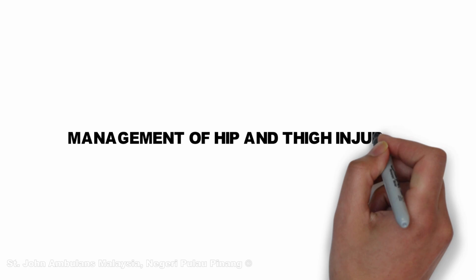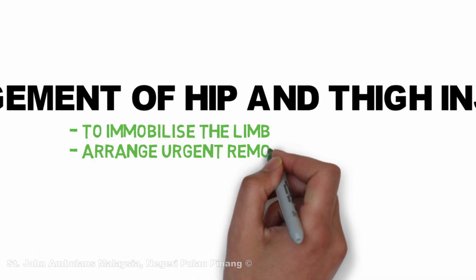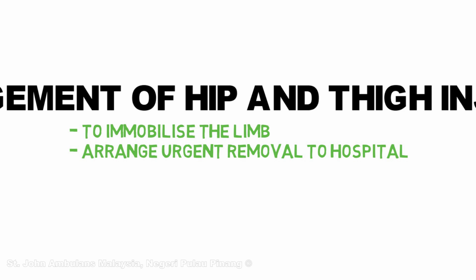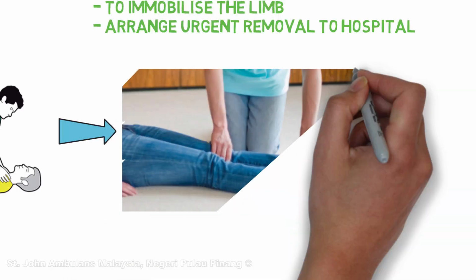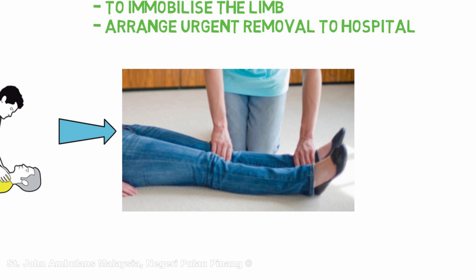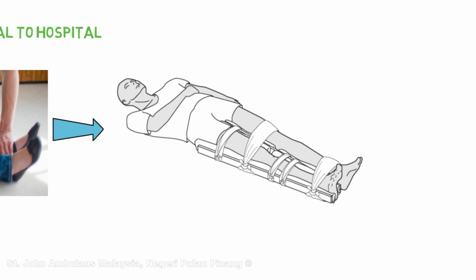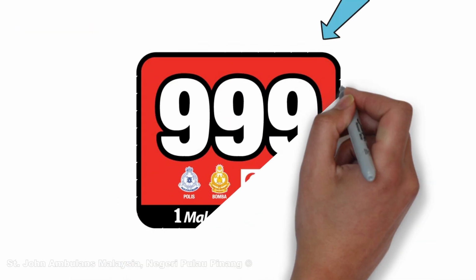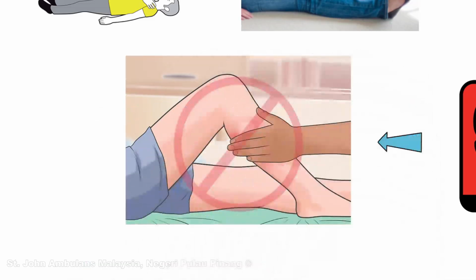Management of hip and thigh injuries. The aims are to immobilize the limb and arrange for urgent removal to the hospital. Help the casualty to lie down and make him as comfortable as possible. Support the injured leg at the knee and ankle. Immobilize the leg by securing it to the uninjured one. Call 999 and send to hospital. Do not raise the casualty's leg.